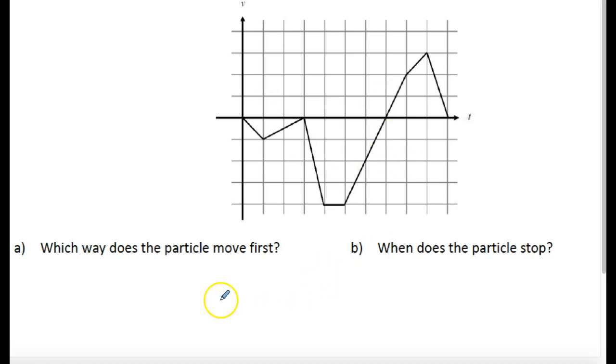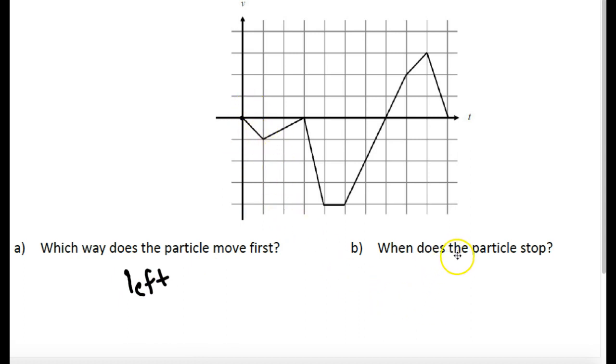This is my velocity graph. So which way does the particle move first? We start here at a velocity of 0, and then my velocity is negative. If my velocity is negative, and now I'm not saying that because the slope of this graph is negative. I'm saying that because the actual function value, the y value of this graph, is negative. That's how I know what direction I'm moving first. I'm moving to the left because I have a negative velocity.